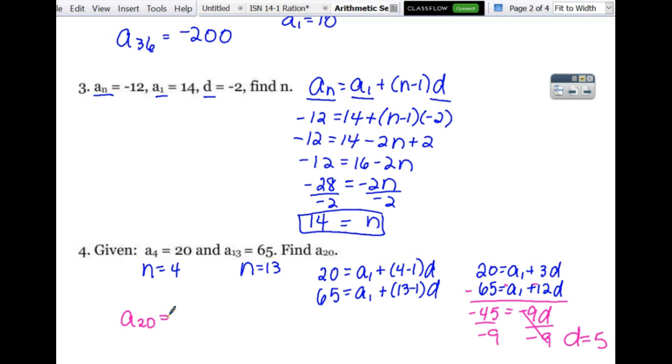So listen, if I know this is 5, if I put 5 in here for D, right? I have 4 minus 1, which is 3, times 5 is 15. If I subtract that, what's A1 equal to? So I'm going to use 5 plus 20 minus 1 times 5. So I get 100.